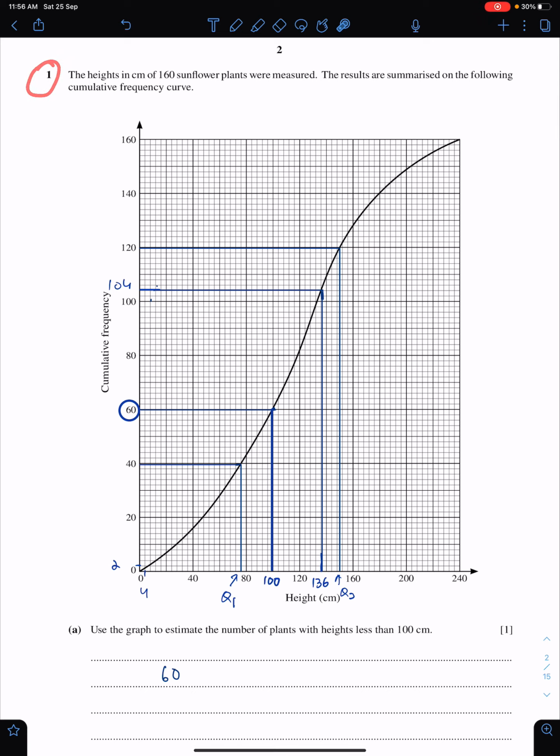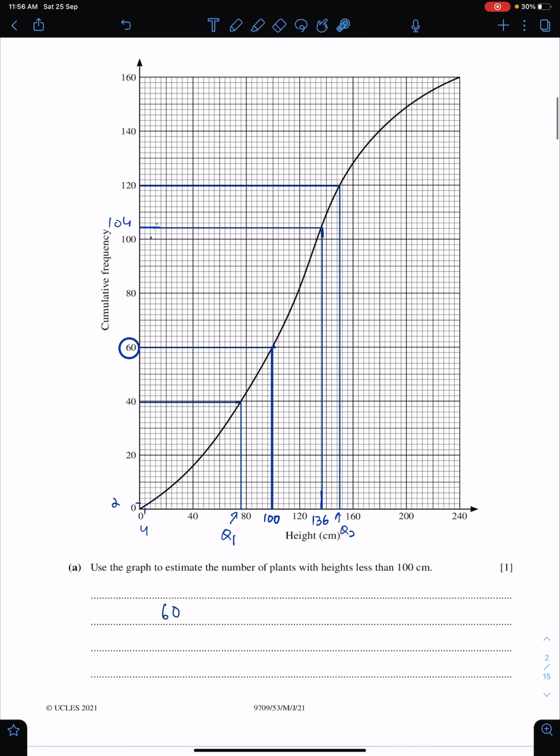Question number 1. The heights in centimeters of 160 sunflower plants were measured. The results are summarized on the following cumulative frequency curve. Part A. Use the graph to estimate the number of plants with heights less than 100 centimeters. So this is 100 centimeters. We need the corresponding value of 100, which is 60. So there are 60 plants of height less than 100 centimeters. That's the answer of part A.